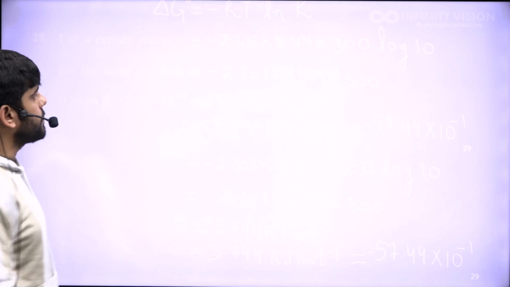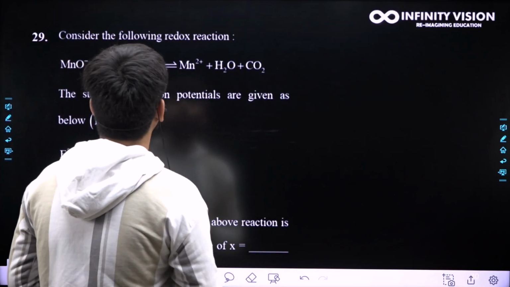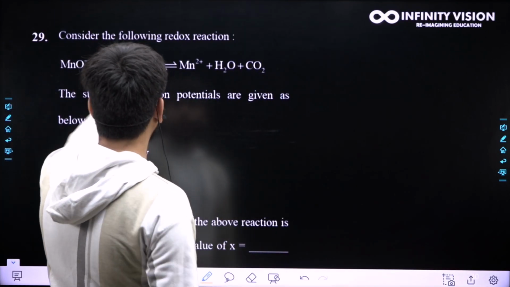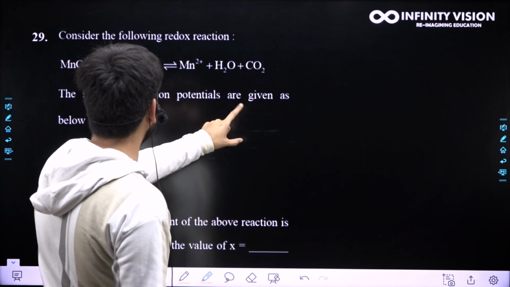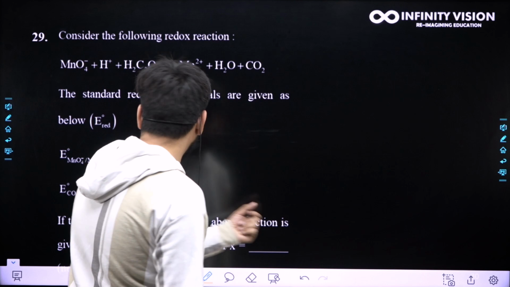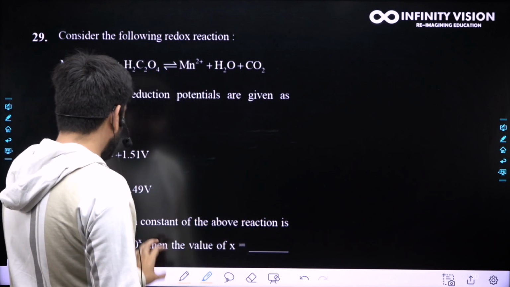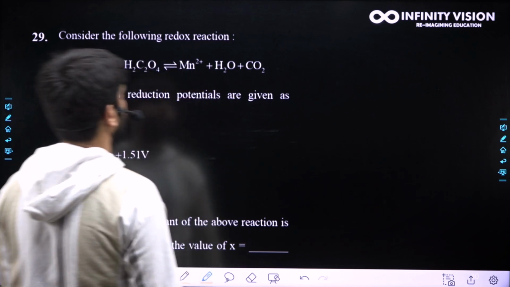So let us move to the next question. Consider the following redox reaction. We have this redox reaction, and the standard reduction potentials are given. If the equilibrium constant of the above reaction is K equilibrium equal to 10 to the power x, then the value of x is equal to.